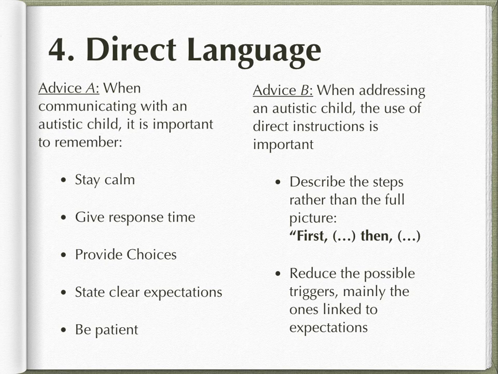My second advice to you is to create a simple sentence saying, first we're going to do some math, then we're going to do some French. Describing it in steps will reduce the stress or the triggers linked to expectations, rather than seeing the full picture, which can be overwhelming for an autistic child.